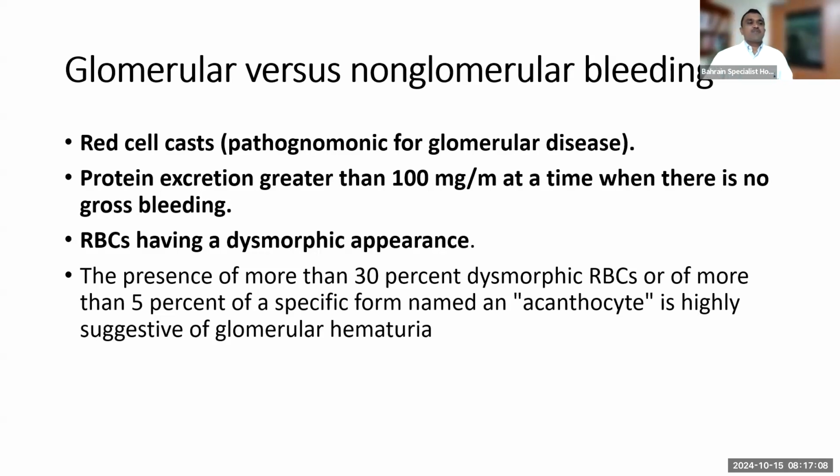The next step is to differentiate between glomerular and non-glomerular hematuria. If there is a red cell cast, which is pathognomonic of glomerular disease, or protein excretion greater than 100 milligrams per deciliter at any time when there is no gross bleeding, and RBCs having a dysmorphic appearance, it is glomerular bleeding. The presence of more than 30% dysmorphic RBCs or more than 5% of a specific form called acanthocytes is highly suggestive of glomerular hematuria.